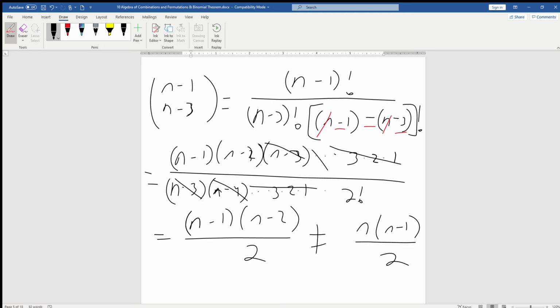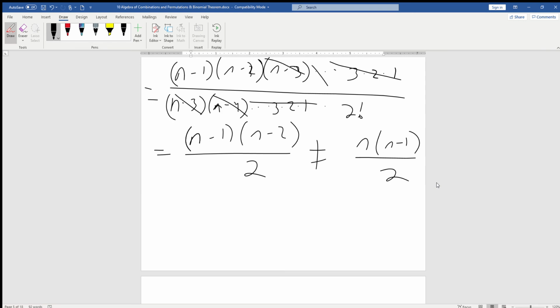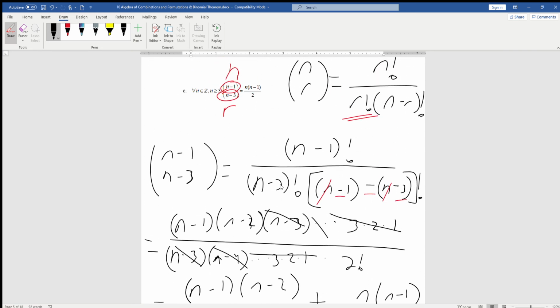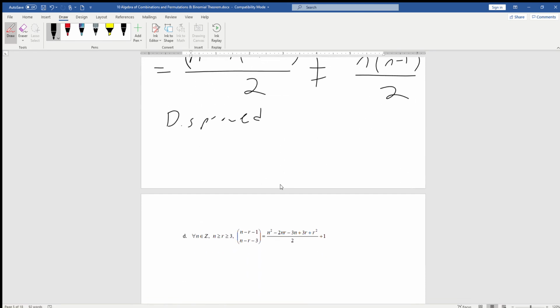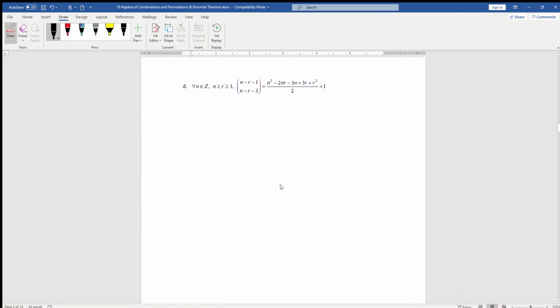So unfortunately in this example we found one that does not work. So for this example we can say that we disproved the statement. So be careful, not all of these are going to be true. A second example. This time we have 3 terms in there. So it's just a little bit more algebraically rigorous.